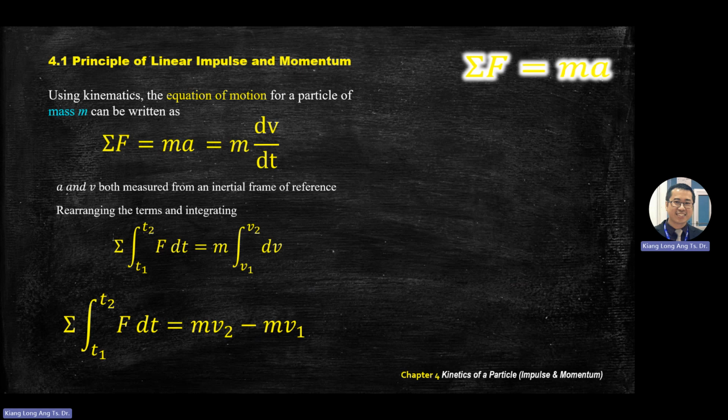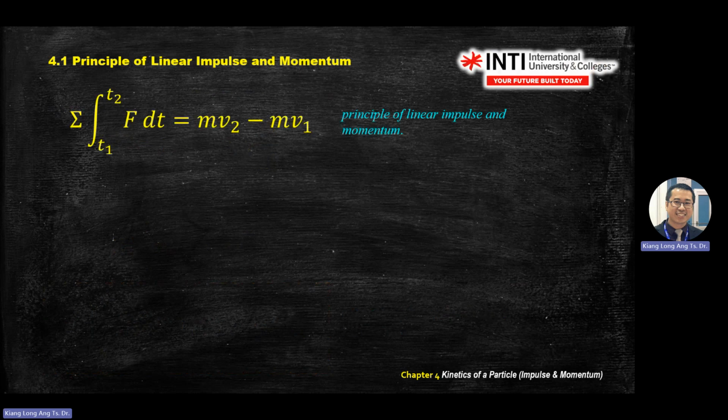Okay, but in the solution, you will see me moving this mv to the left-hand side. It means in general, we want to see what happened before equal to what after. Don't confuse this one with work and energy. This is impulse and momentum. Okay, the equation makes sense to you? So this is called linear impulse and momentum.